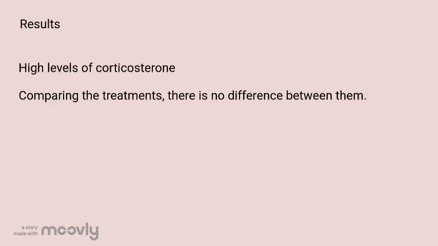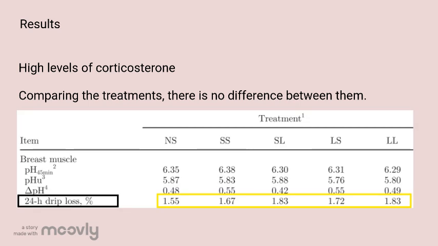As a result, high levels of corticosterone were obtained in all treatments. Comparing the treatments, there is no difference between them. In addition, we can observe that the drip loss has a difference of 0.28 in those who had a long rest. However, according to the researchers, these values are not significant.